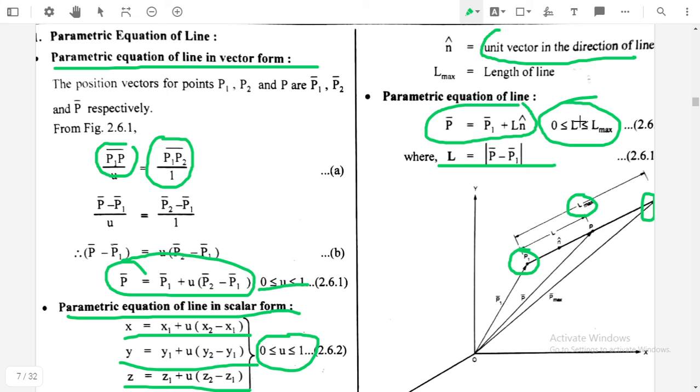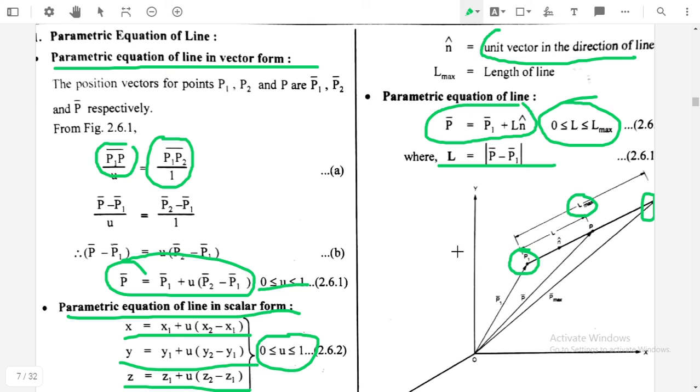After that we discussed how we can represent the line. There are two ways to represent the line. The first way is when the starting and end points of the line are given, and the other way is when the starting point of the line is given along with the direction and the length of the line. In these two ways we can represent the line.